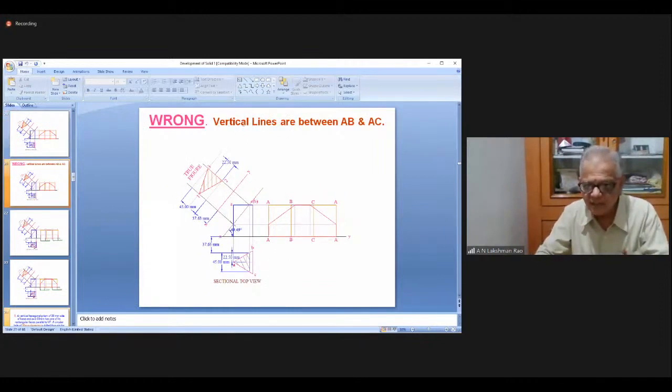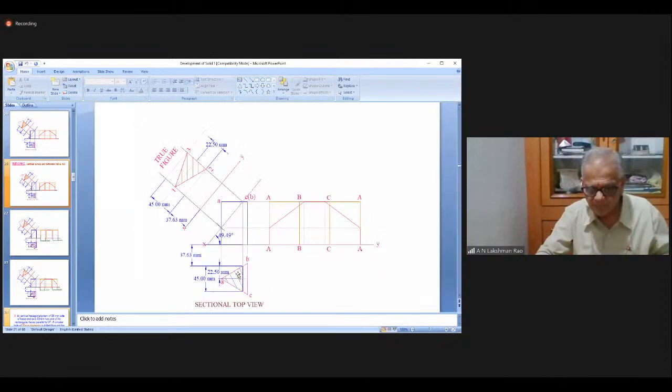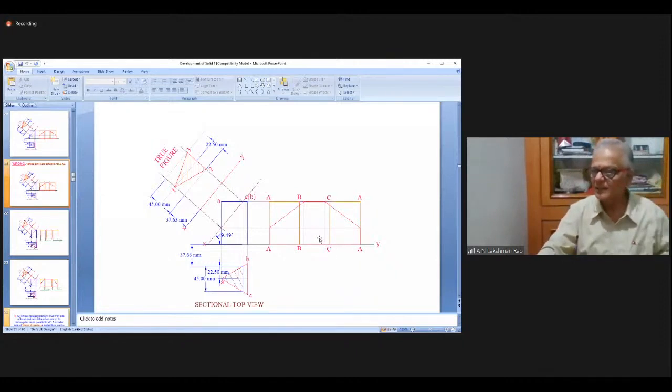Dear students, the vertical lines are between AB and AC. Now, this line should be in between AB. Where did I mark? I marked beyond B. Similarly, this line should have been in between CA, but I marked it after C. So these are the two mistakes.